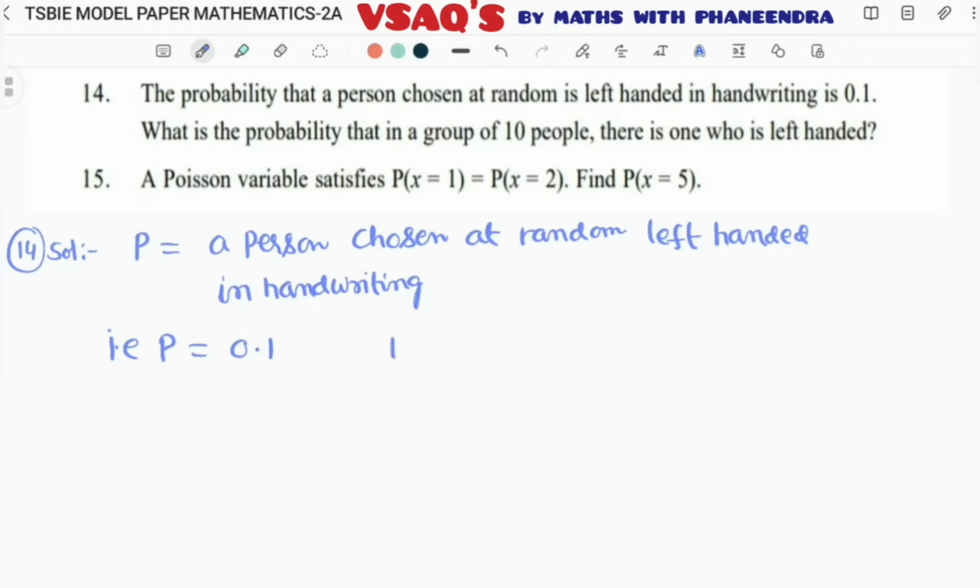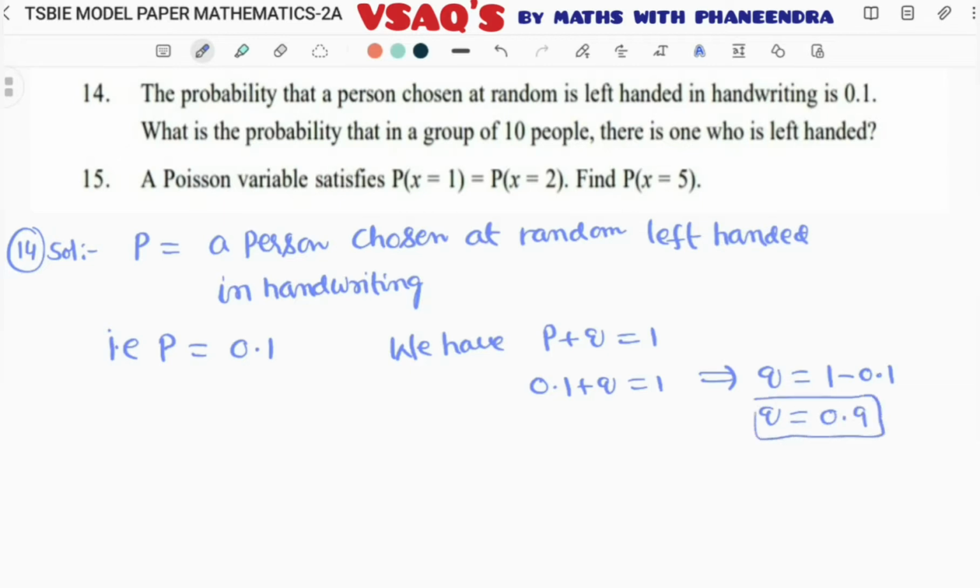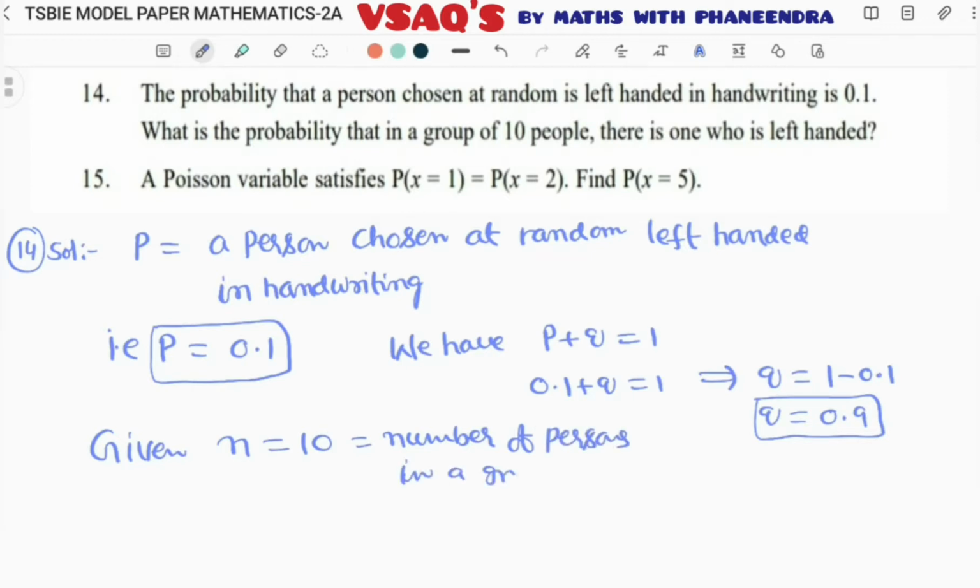So the persons writing with the left hand is 0.1. Obviously, with the right hand we have p plus q is equal to 1. 0.1 plus q is equal to 1. That implies q is equal to 1 minus 0.1, q is equal to 0.9. P is left hand, q is the right hand. After that, how many persons are there? What is the probability that in a group of 10 people, given n is equal to 10, the number of persons in a group. So they are asking there is one who is left-handed.